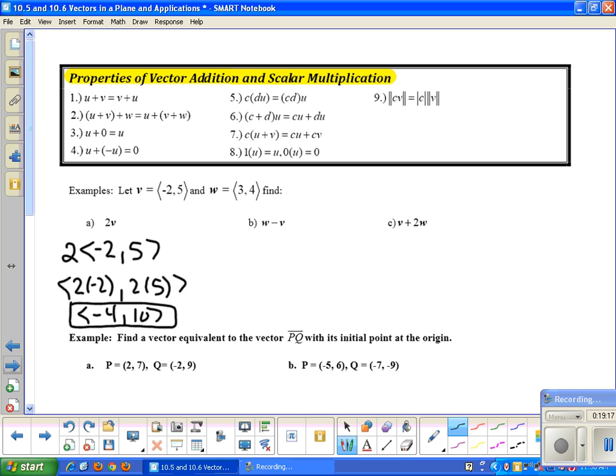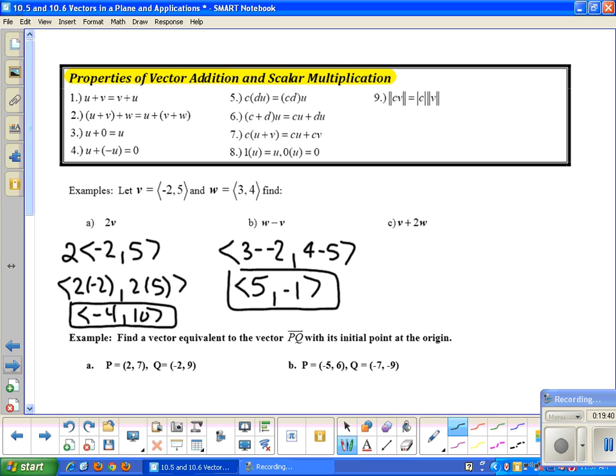If I want to do the next one, we have w minus v, and again, it matters in which order you're going to subtract them. So w has to come first, and then v would be the second. So the x's are the first coordinate, so we have 3 minus negative 2, comma, and then we have 4 minus 5. So in this case, you would get 3 plus 2, which is 5, and 4 minus 5 is negative 1. So this would be the resulting vector 5, -1, and again, that order matters in which you subtract it. For C, now we're taking vector v and we're adding it to 2 times vector w.